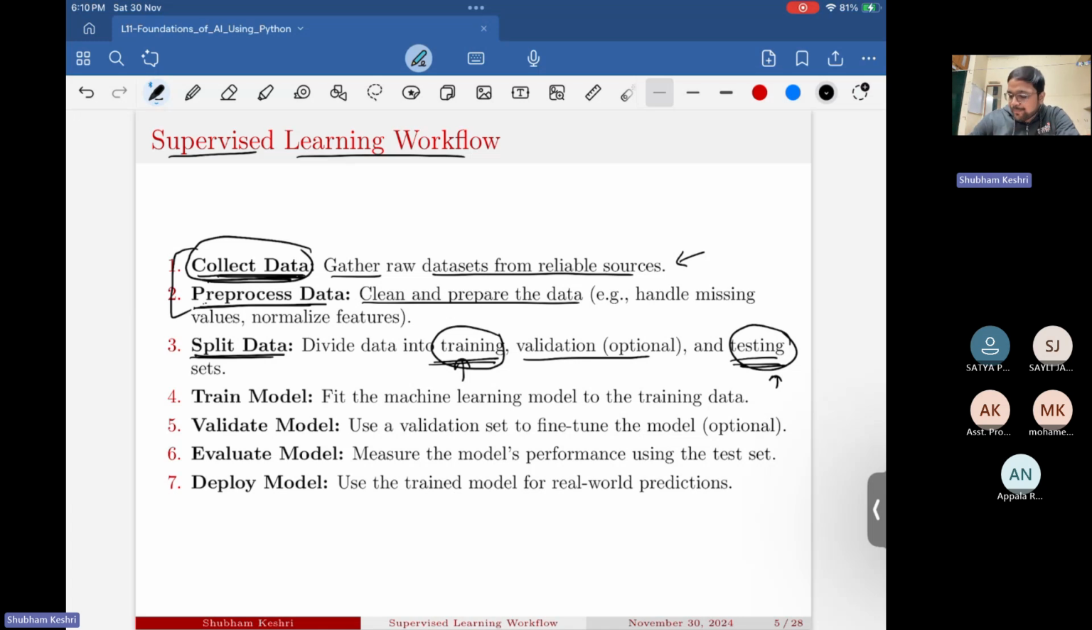So what I'm saying is, if you don't split the data, you just train the model on the entire data. First thing is, you'll not have anything to test, right? You have already trained on the whole data. You cannot tell how good your model is, right?